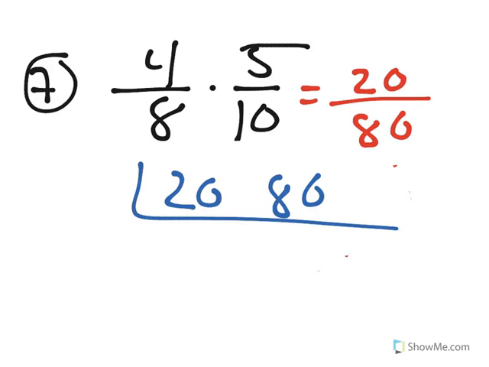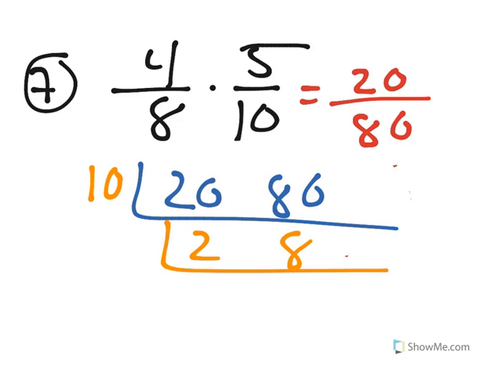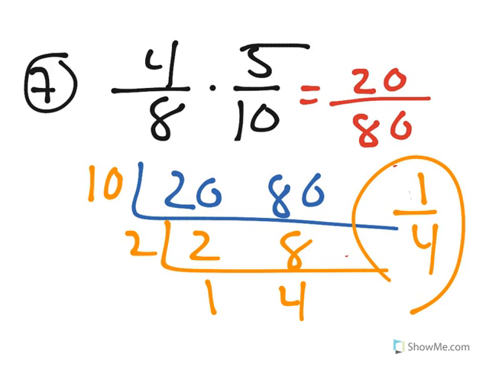20 and 80, what goes into that? Well, I'm going to start with a 10 because I know it ends in a 0. 2 and 8. What goes into 2 and 8? I know 2 goes into 2 one time, 2 goes into 8 4 times. Either way, I'm going to get 1/4 as an answer.